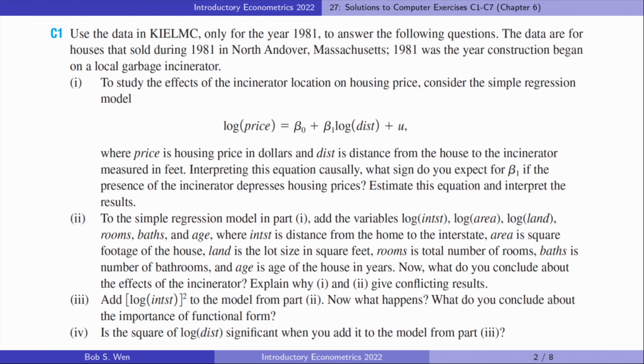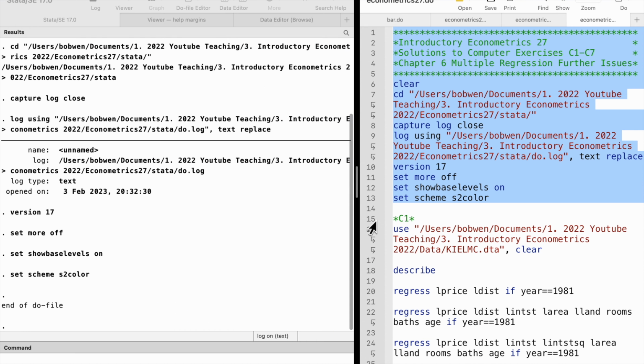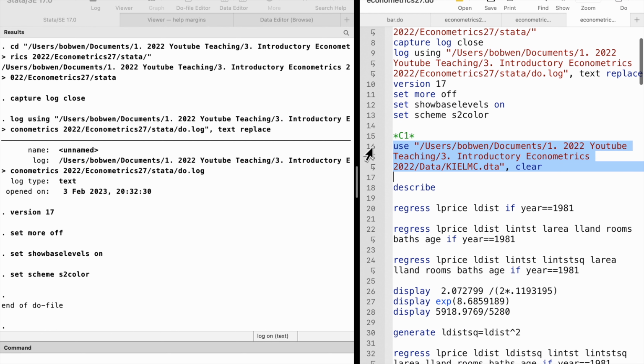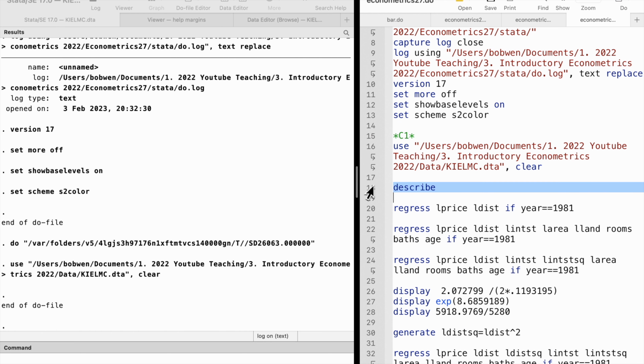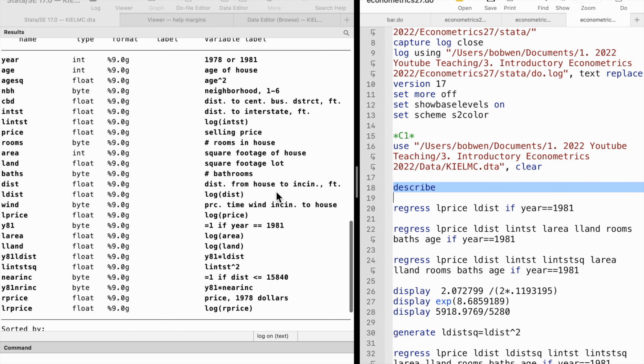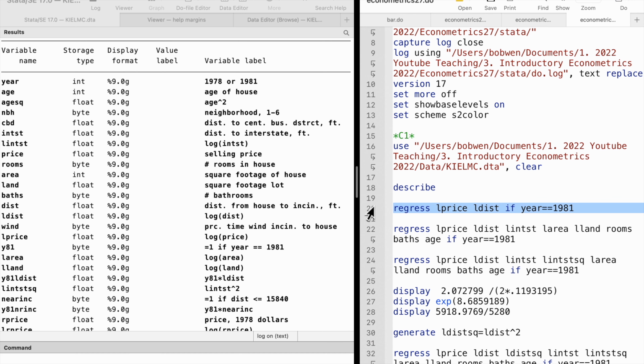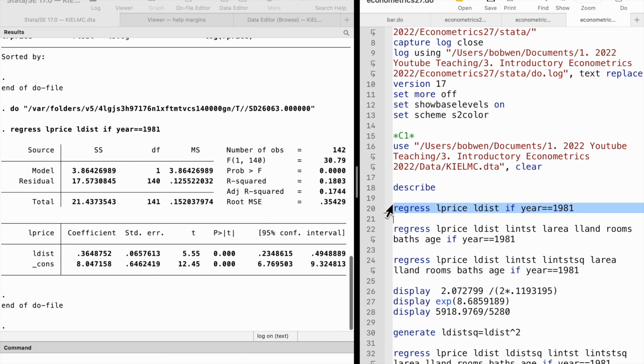In computer exercise number 1, we consider the simple regression model first. I expect beta 1 to be positive because the longer the distance between the house and the incinerator, the higher the housing price. We run the simple regression. We use the data only for the year 1981. We can do that using the if modifier.